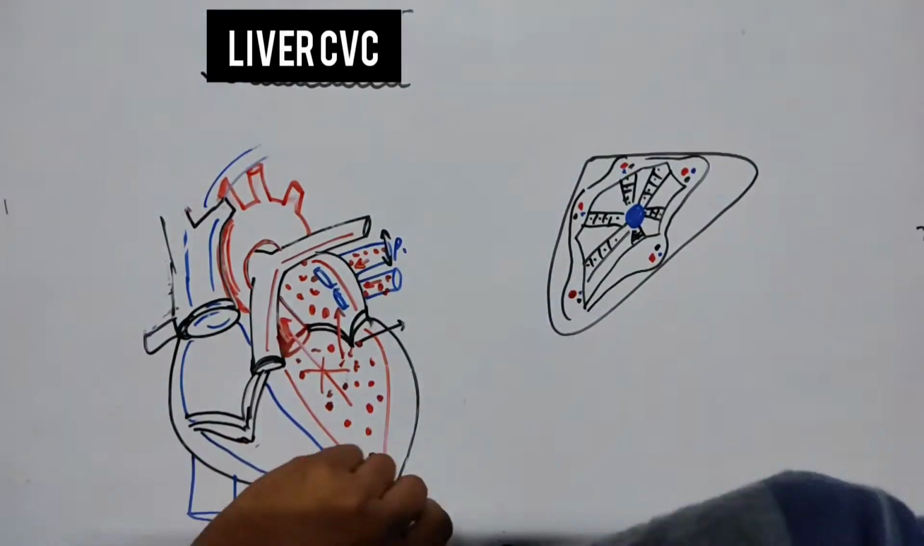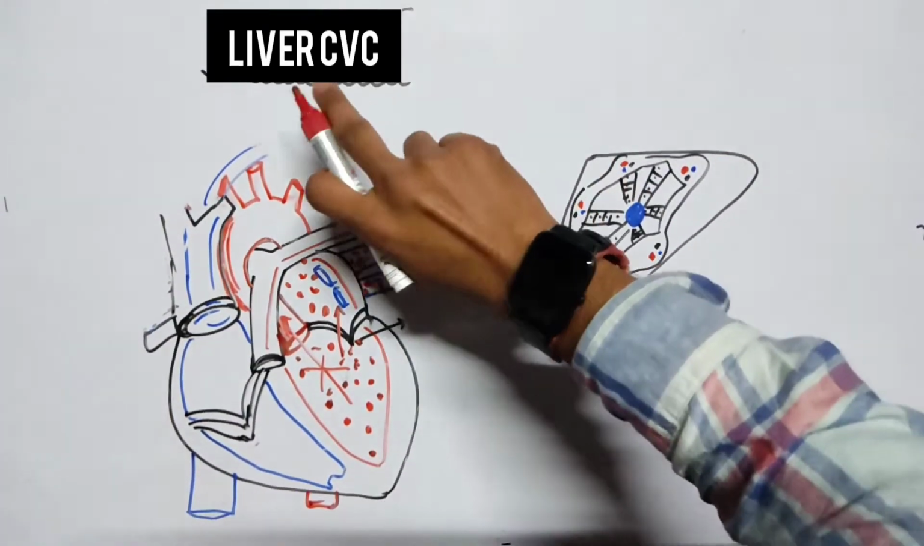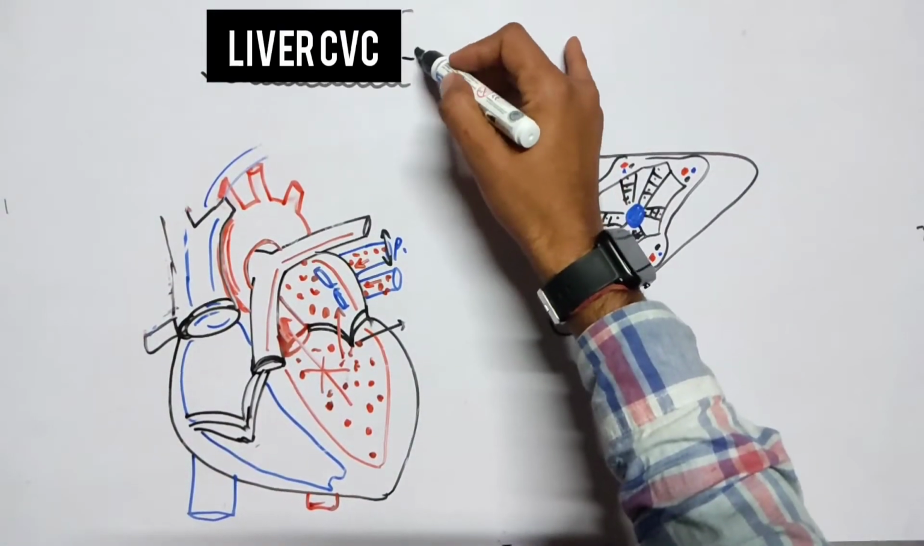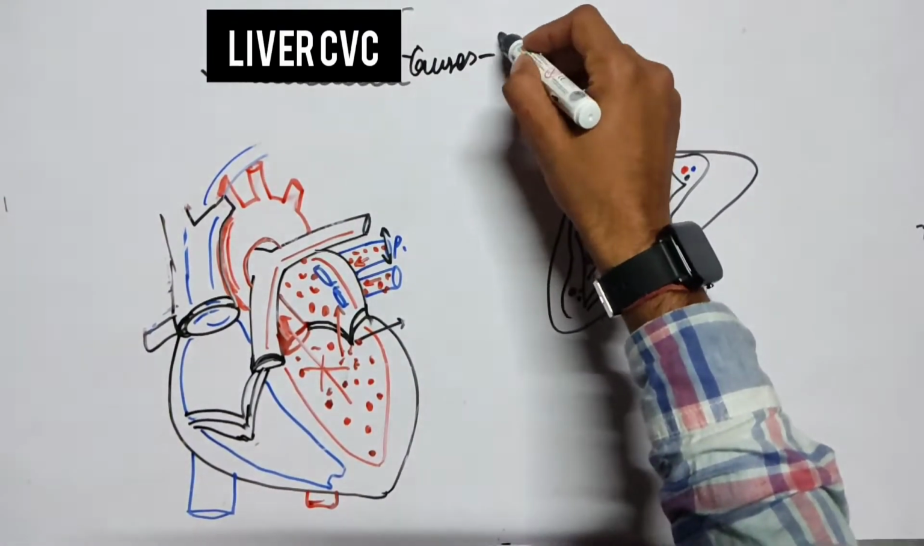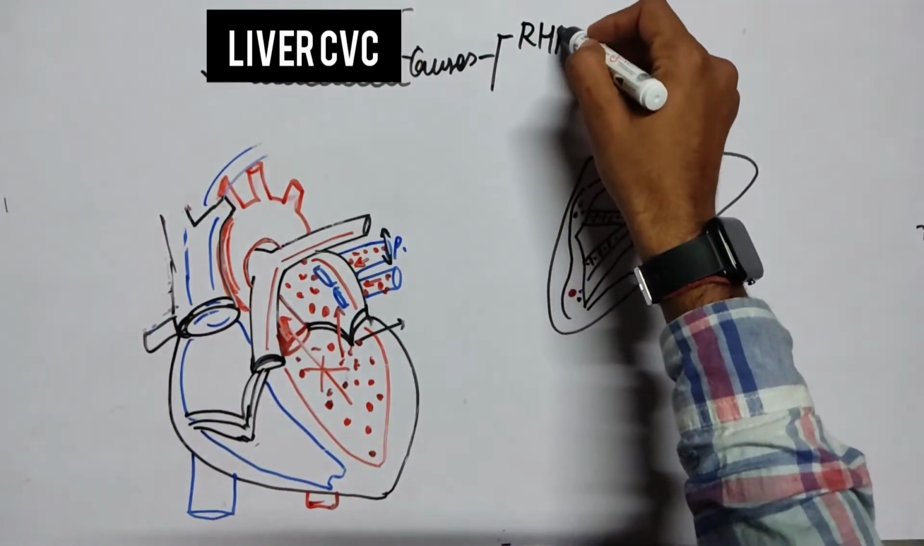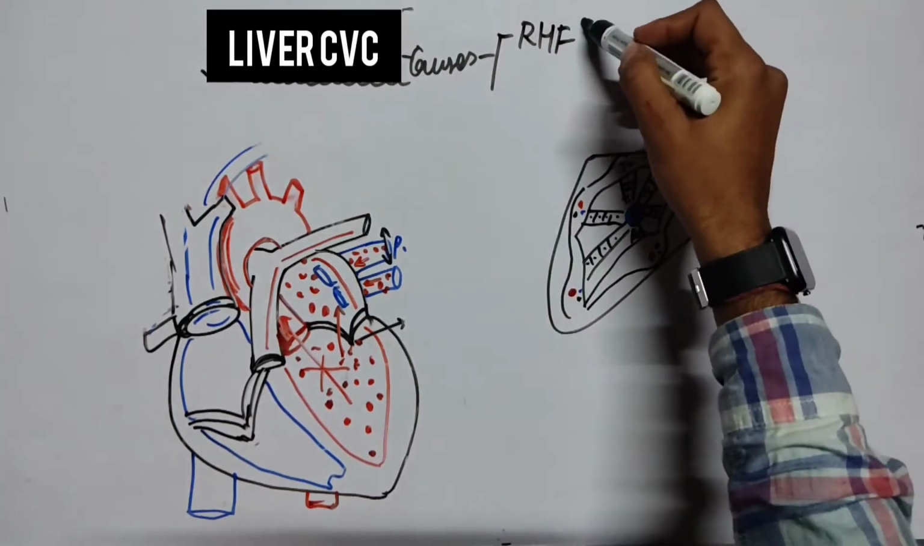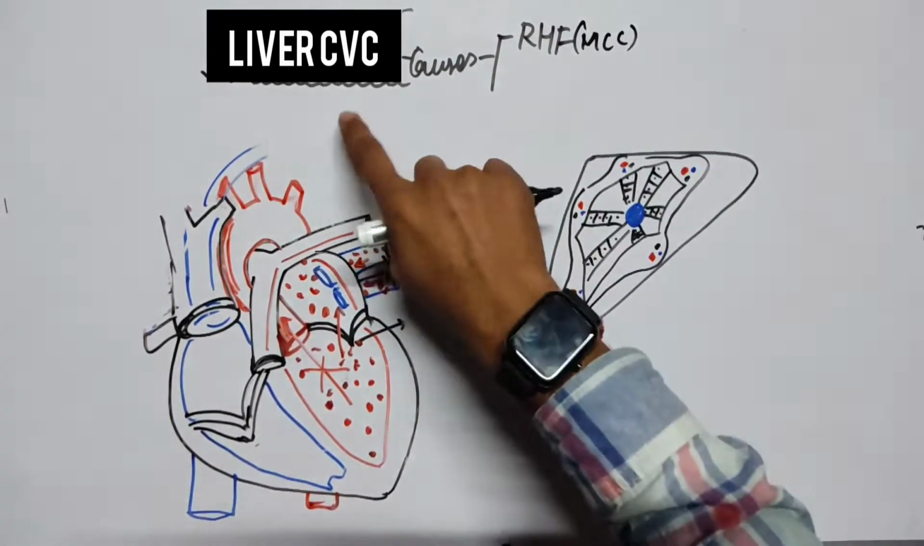Here you can see two diagrams, one of the heart and, on the right side, the liver. Now we will see the causes of the liver CVC. Here are some causes. This is the right side of the heart. Failure of the right side of the heart, right side heart failure, is the most common cause of the liver CVC.